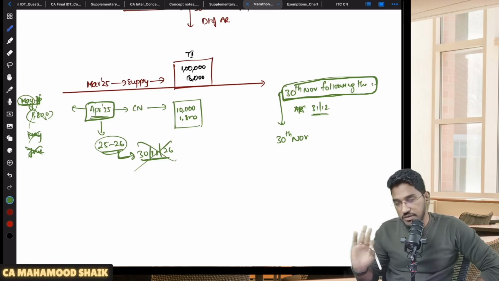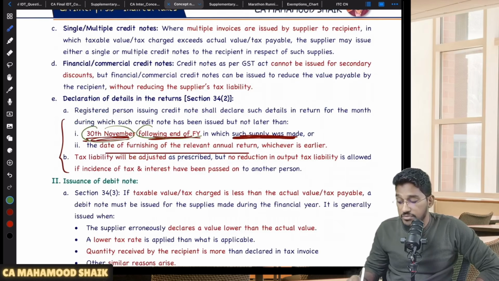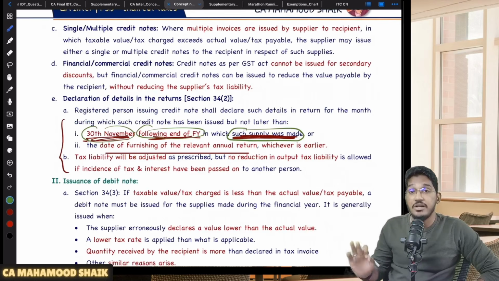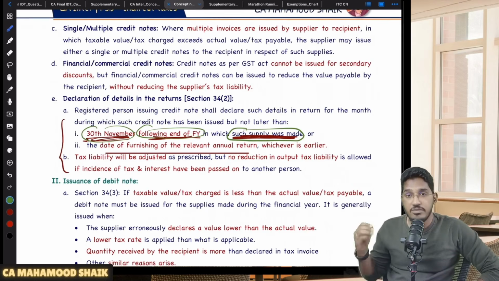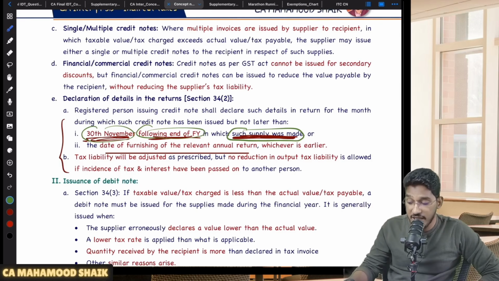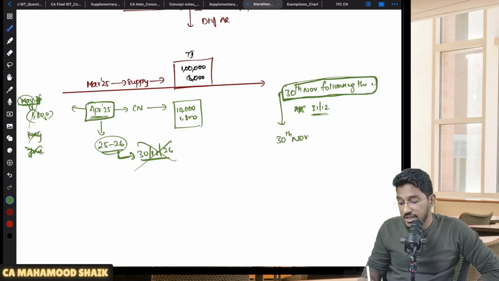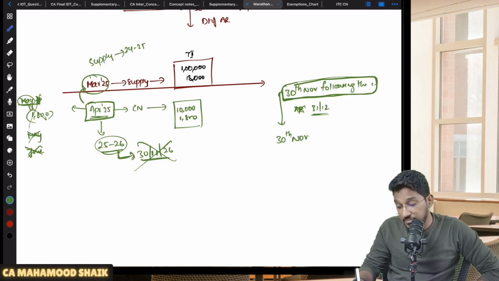Not 30th of November 2026. Because if you see it here, they say 30th of November following the end of the financial year in which such a supply was made, not in which credit note was given. Yes or no? So if you go by that logic, this credit note is related to a supply. That supply has taken place in the month of what? March 2025. So supply took place in the financial year what? 24-25. Sir, what is 30th of November following the end of the financial year in which supply was made? 30th of November 2025 only.